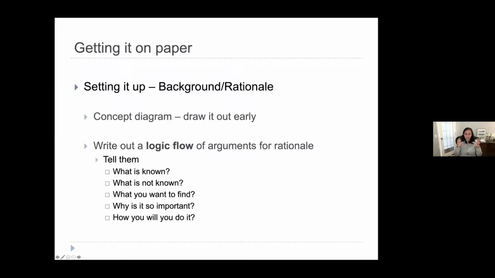So the way I do that now, I tell everybody: what is known, you write that down. What is not known? What do you want to find out? Why is it so important? And the methods piece is how will you do it? But in the introduction, you have to answer these questions. And by the end of the second page of a standard 10-page grant, or the 1.5 pages of a standard 10-page grant, the reviewer should say, I know what they're looking for. I know what's not known.